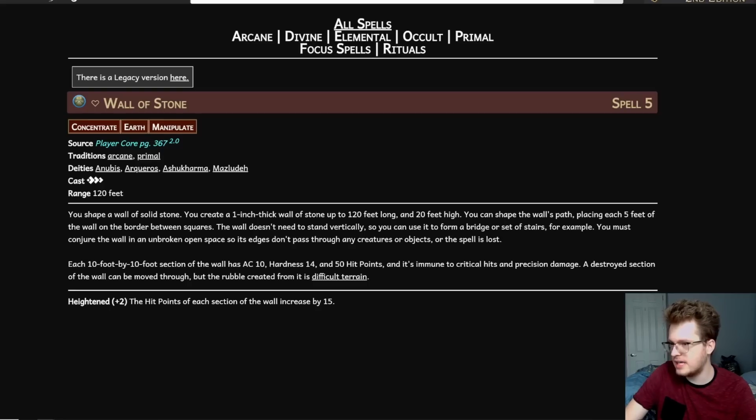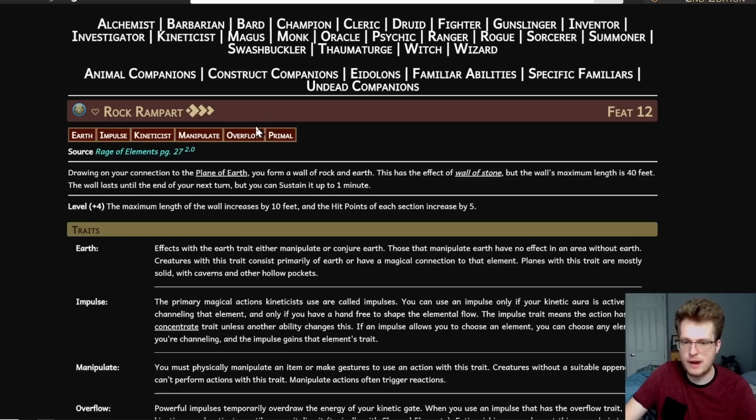However, if you look at the kineticist equivalent ability, Rock Rampart, it actually does have a line of text in it indicating that the wall does indeed fall after a minute. This "but you can sustain it up to a minute" implies the wall would no longer exist if you fail to sustain it. But that does not mean Kineticist doesn't have other nonsense they do.